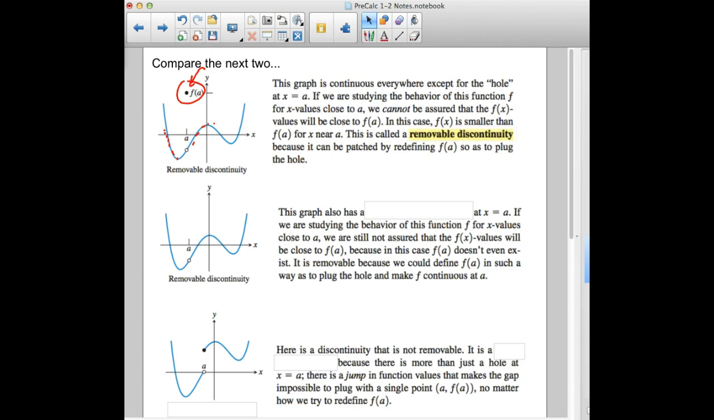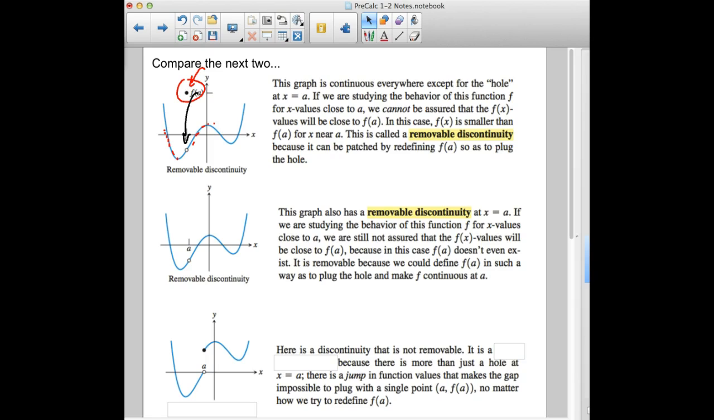It's called a removable discontinuity because it can be patched by redefining f of a so as to plug the hole. In other words, there is just a single point that's missing, and I can redefine this value f of a to move it down and fill that hole. So it's considered a removable discontinuity. There's something we could do to patch it up. The second one here is also a removable discontinuity.